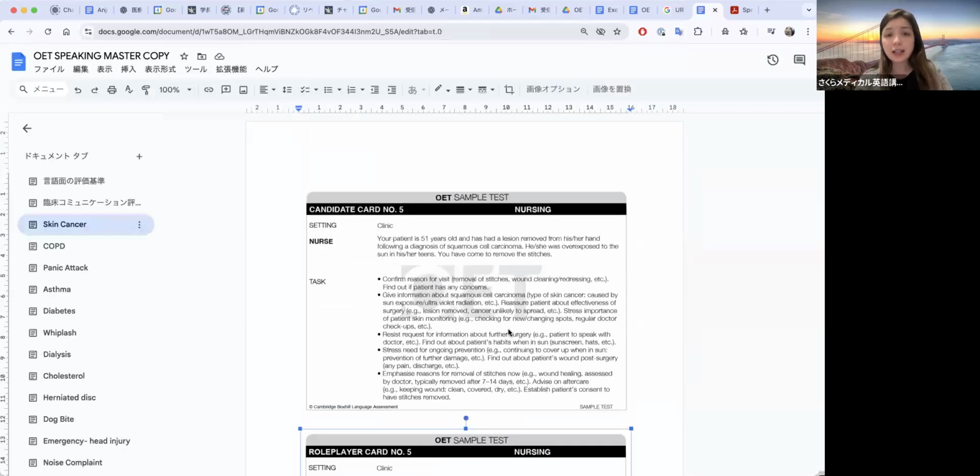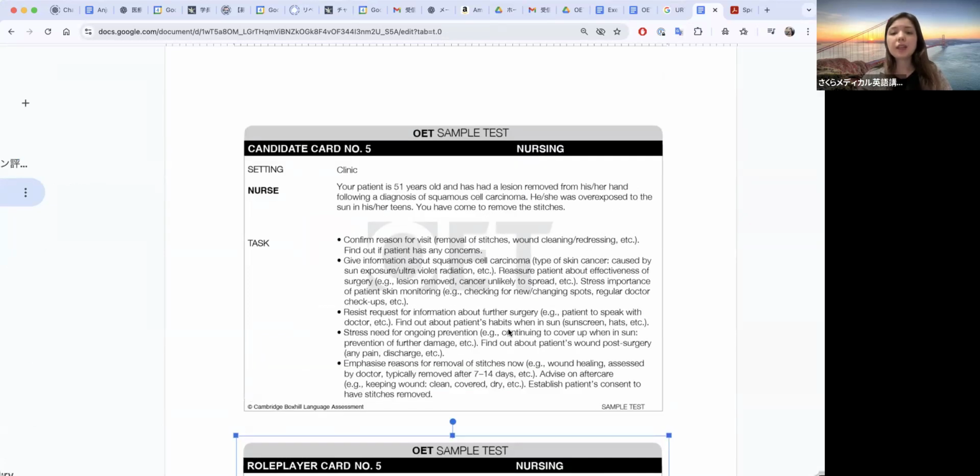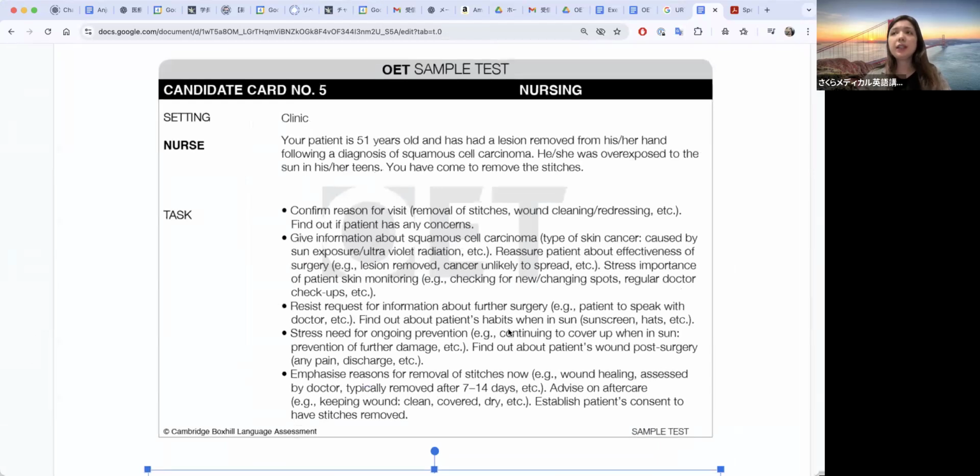Now, let's have a look at the actual case notes. You've got 3 minutes to read through the case notes and 5 minutes to perform. If you're doing speaking online, I don't think you'll be able to highlight because you're going to be doing it over Zoom. If you're doing speaking in person, you can probably highlight and write into the case notes. So let's go through the case notes.